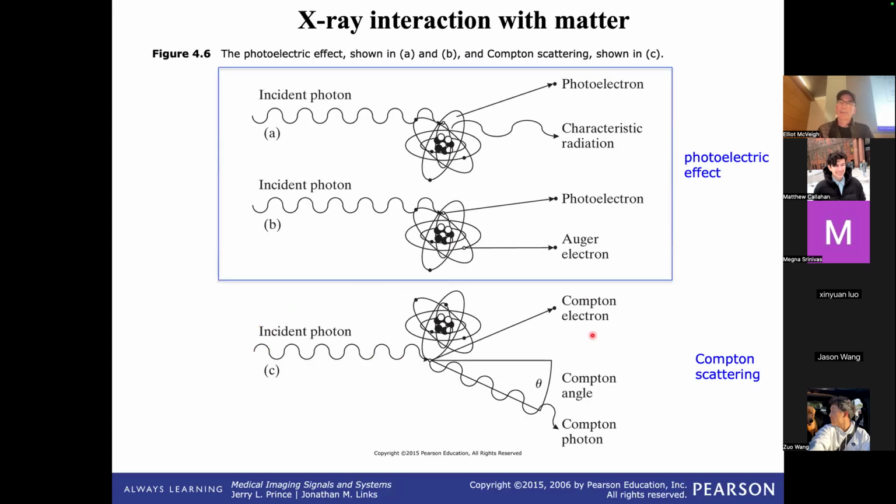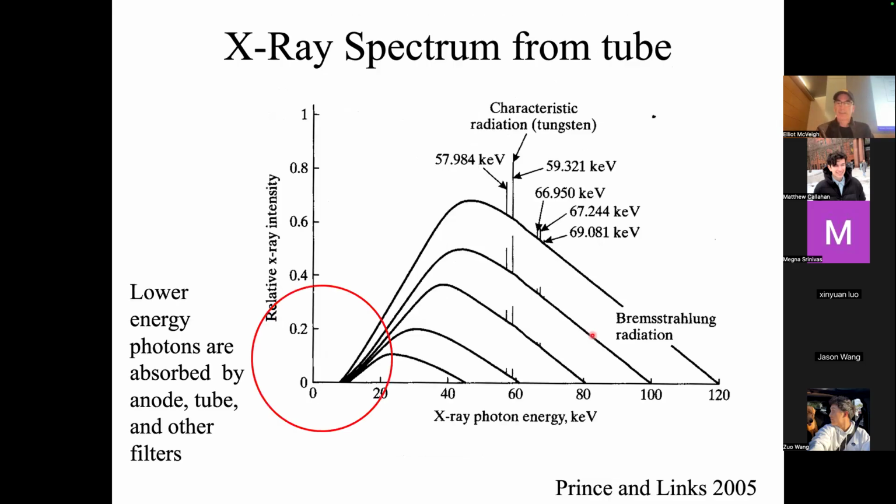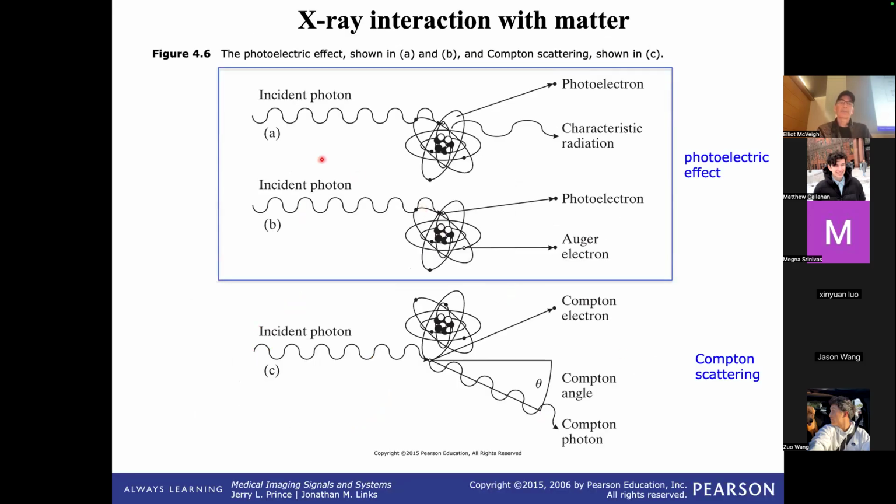Okay, so what happens now? We've got X-rays coming out of our tube, right? And they're coming out at all these different energies. What can happen to those photons in the patient? It gets a little confusing because this diagram looks a lot like what happens to electrons when they hit the target, right? It's a collision. Right now, we've left that behind.